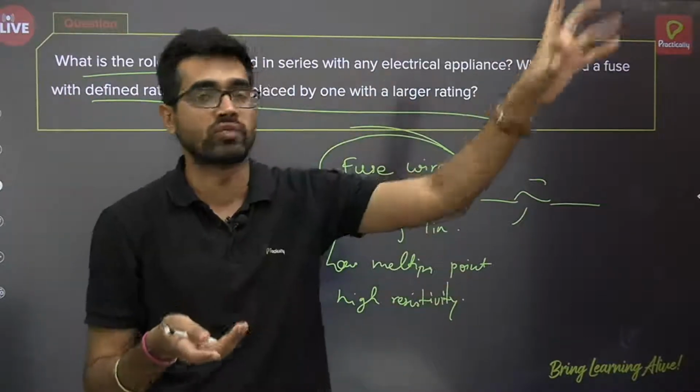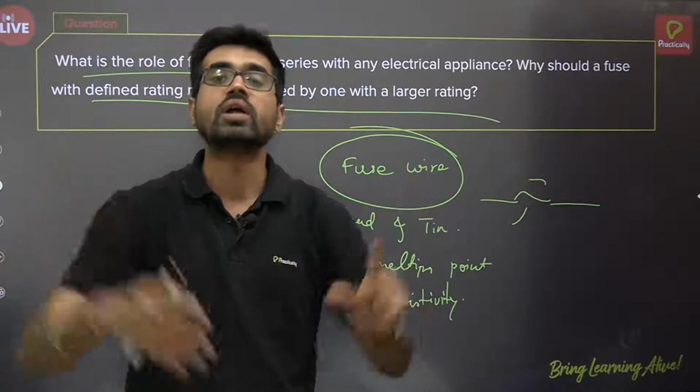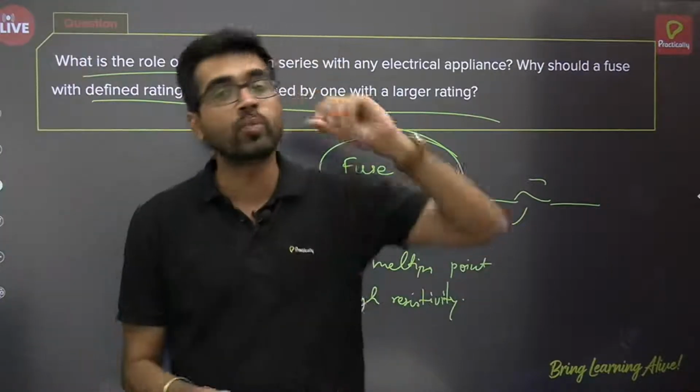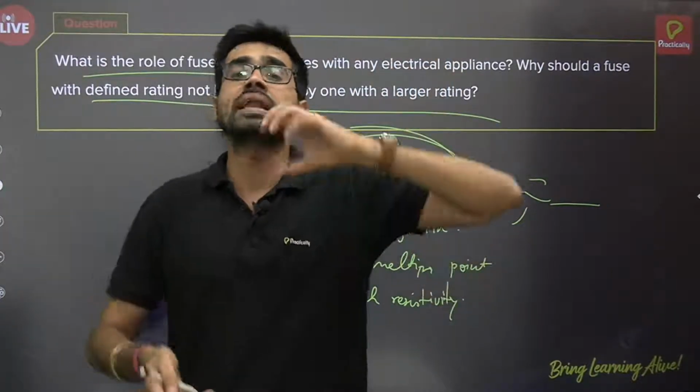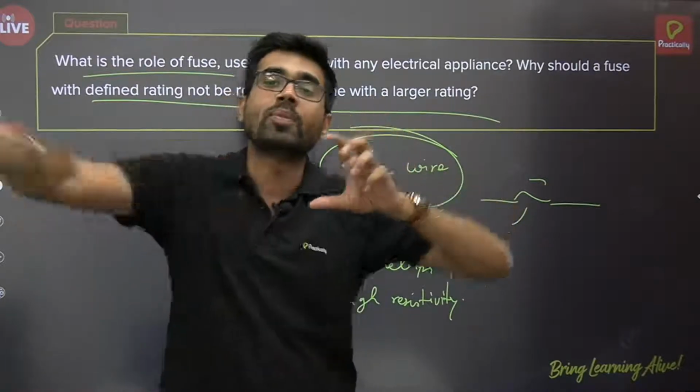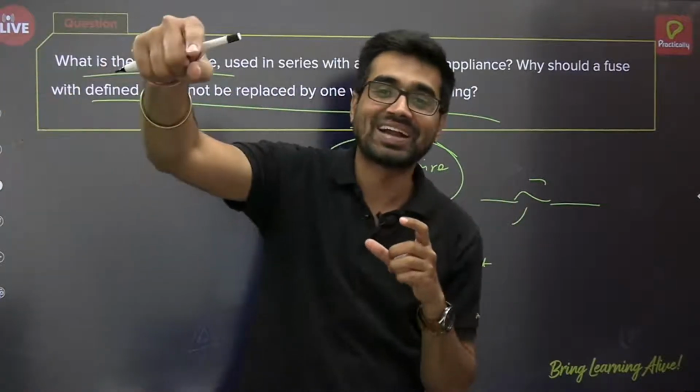Every time the fuse will blow off. You will replace the fuse, 3 ampere blows off again, because the device needs 5 ampere. You cannot put a 10 ampere fuse. If you put a 10 ampere fuse, the fuse will not blow, but your device will blow. You don't want that to happen, right?